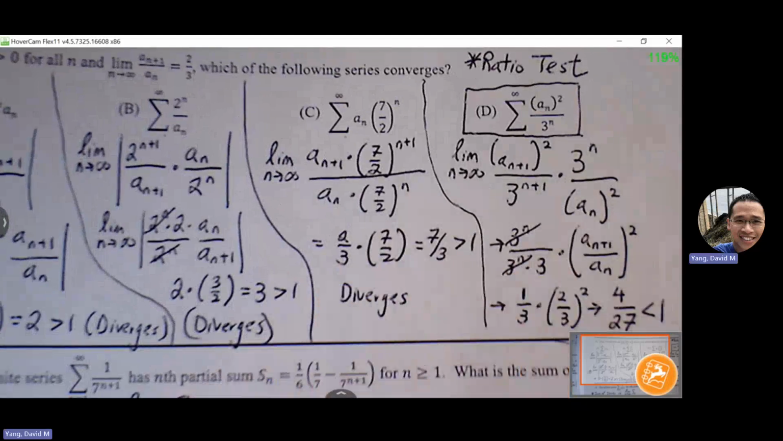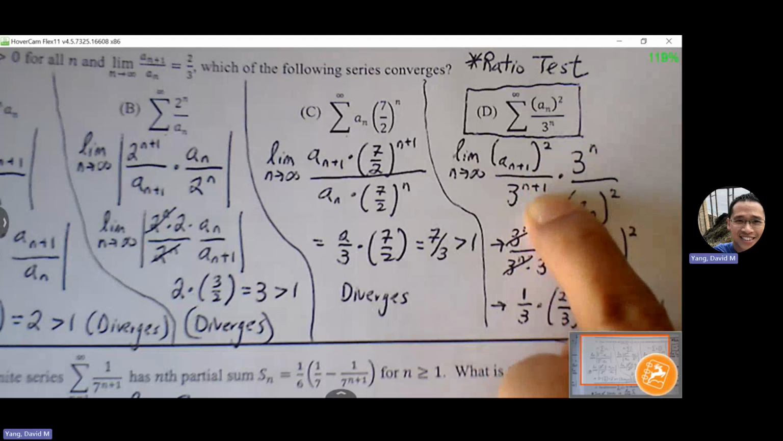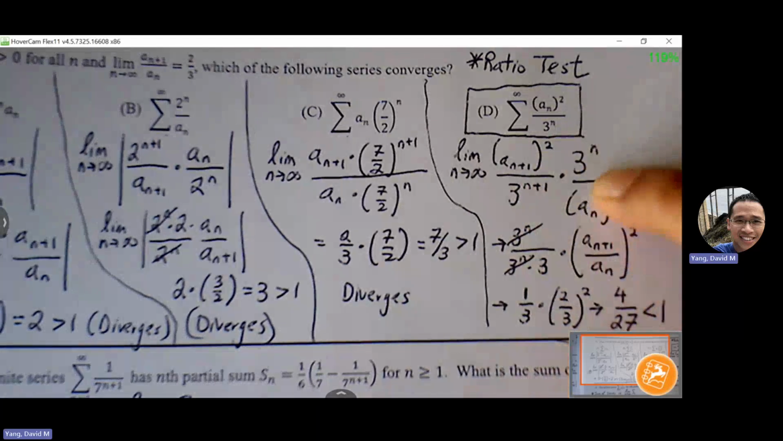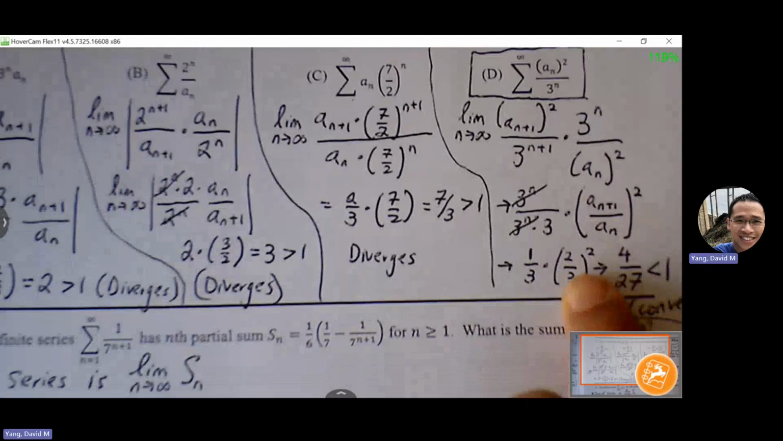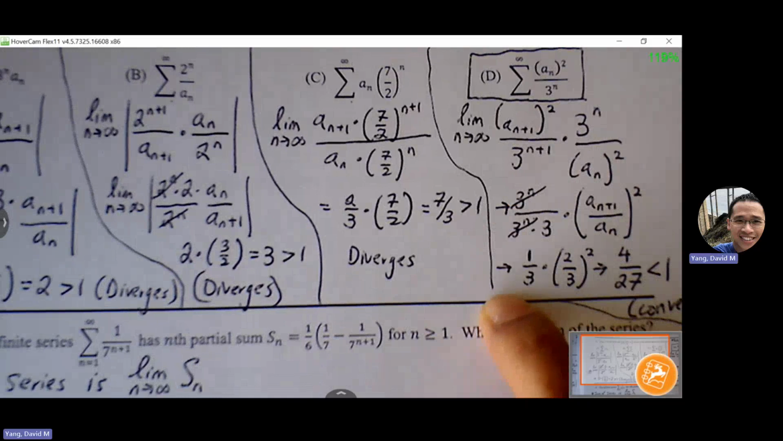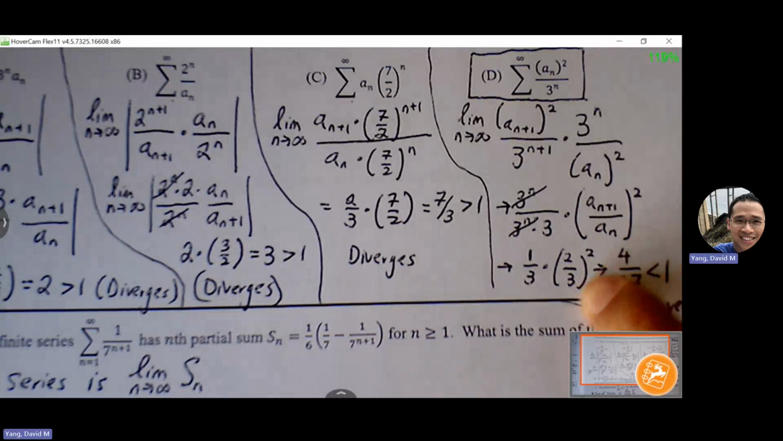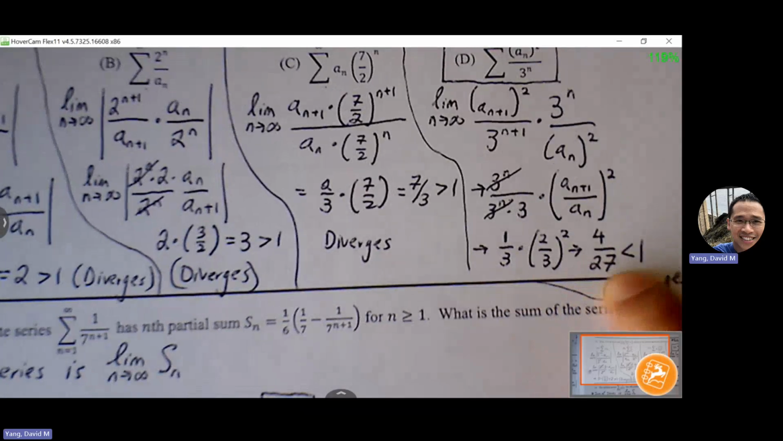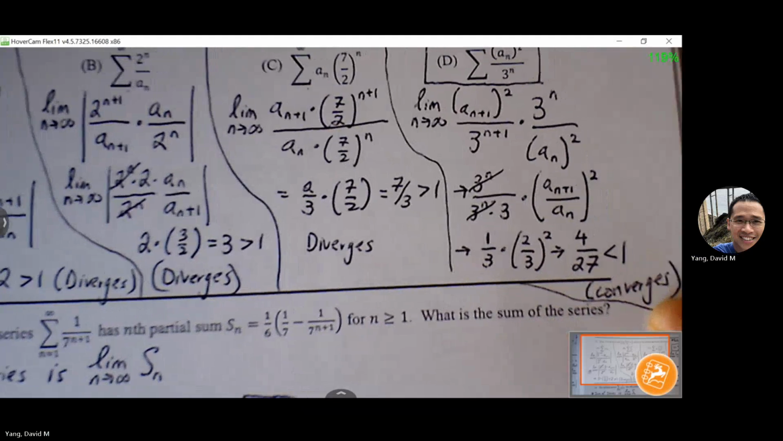Let's look at the last one here. Last one, replace every n with n plus 1 to get to my a sub n plus first term. Divided by my a sub n, the same thing as multiplied by the reciprocal. Try to clean up as much as I can. I'm left with a 1/3 here. My a sub n plus 1 over a sub n is 2/3. 2/3 squared is 4/9 times 1/3 is 4/27. Now that's less than 1, so this converges.